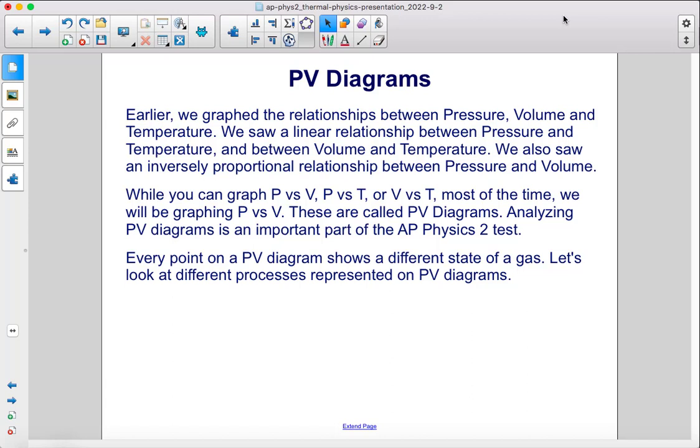While you can graph P versus V, P versus T, or volume versus temperature, most of the time we will be graphing pressure versus volume. These are called PV diagrams. Analyzing PV diagrams is an important part of the AP Physics 2 test. Every point on a PV diagram shows a different state of a gas. Let's look at different processes represented on PV diagrams.